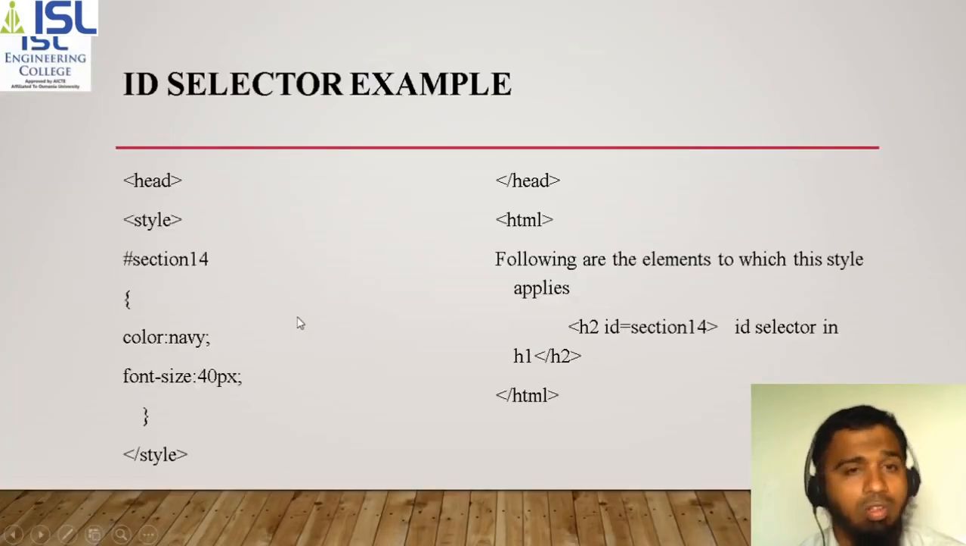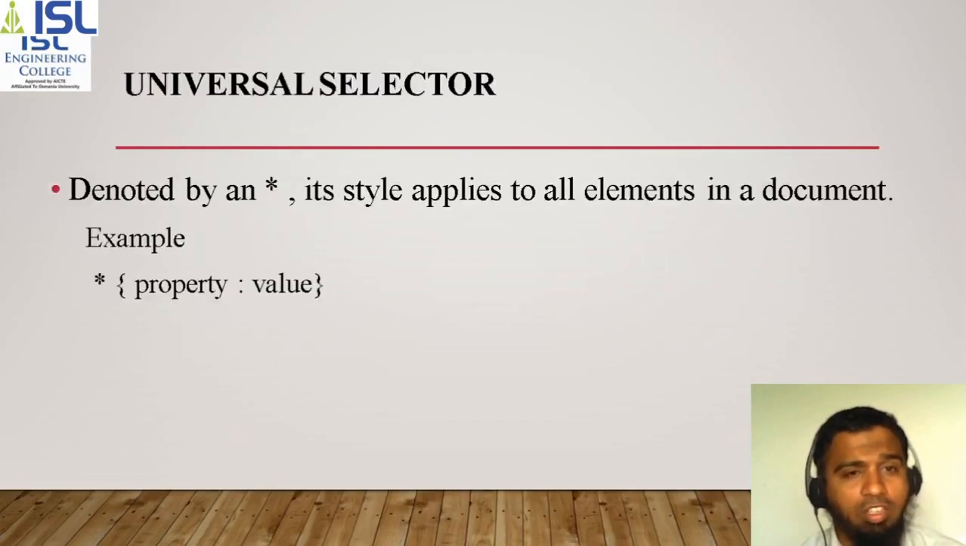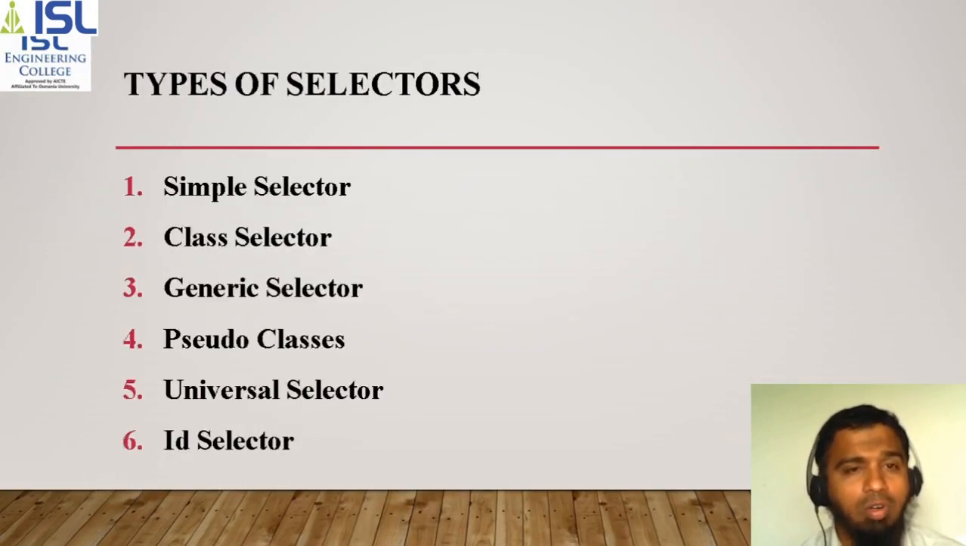So like this we apply all six selectors. Today's topic is about the types of selectors. We saw simple selector, class selector, generic selector, pseudo class selector, universal selector, and ID selector. Every selector has a different role and a different way of using it. So do practice, then only you will easily understand this concept. Thank you very much. We'll see you in the next class.